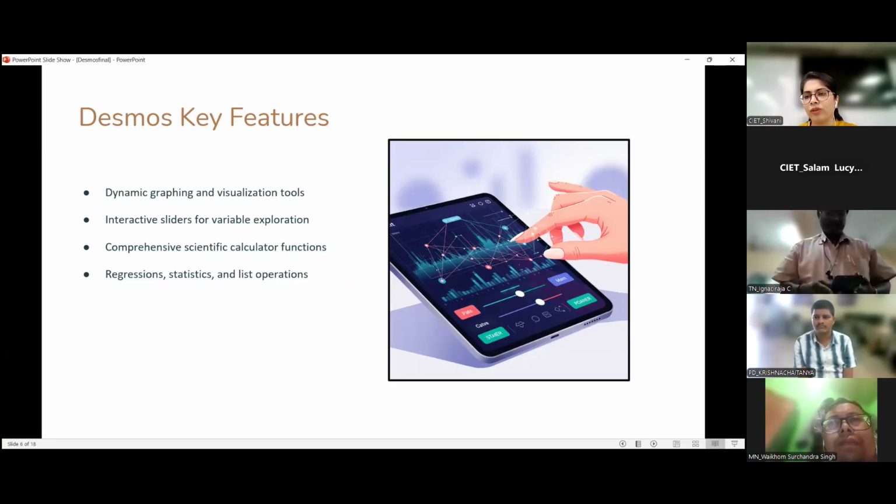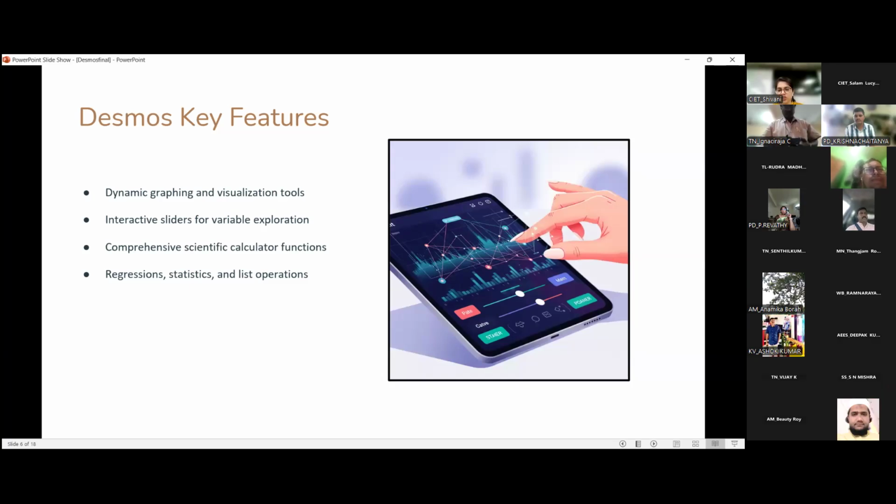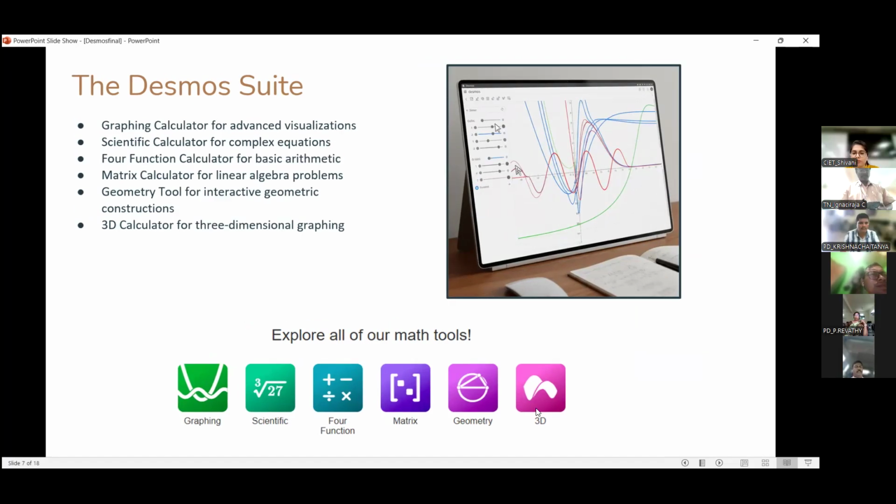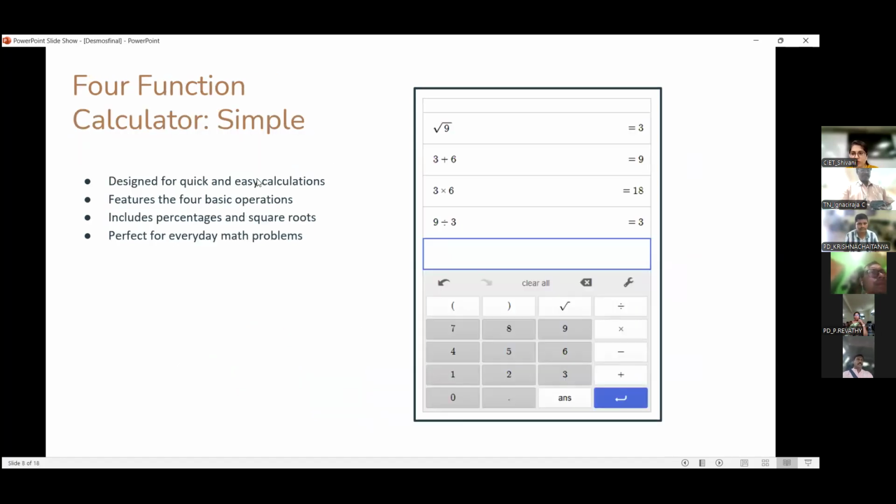And here we explore each tool one by one. There are 6 tools as you can see in the diagram. The first is the graphical tool. The second is the scientific tool. The third is the four function tool, then matrix, geometry, and 3D. The basic tool among all of these is the four function tool. So first we land on the four function tool.